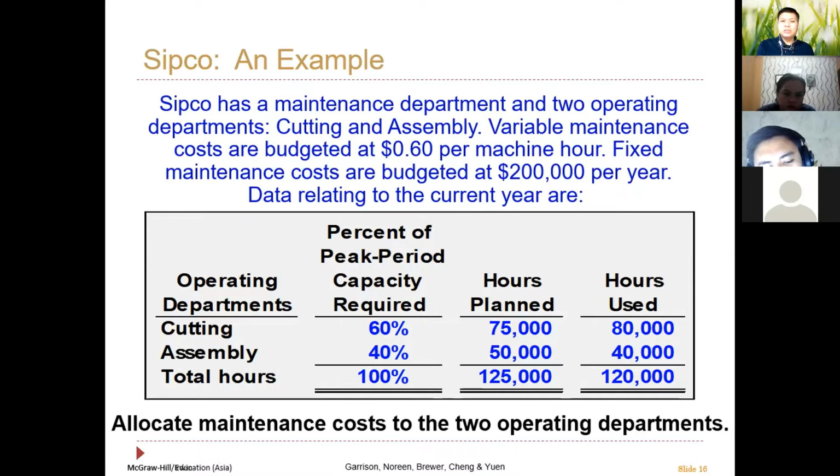You have the operating departments consisting of cutting and assembly. The percent of peak period capacity required is 60% for cutting and 40% for assembly. The hours planned are 75,000 hours for cutting and 50,000 hours for assembly, or a total of 125,000. The actual hours used: cutting used 80,000 hours, assembly used 40,000 hours. Now, we allocate the maintenance cost to the two operating departments. How much is the maintenance cost? 200,000. So, let's check how it goes.